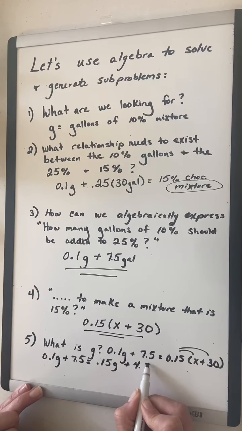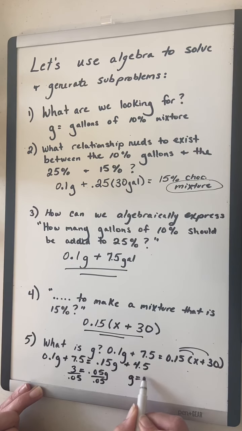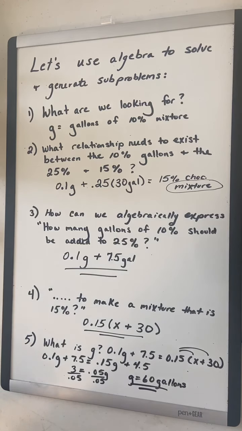We go ahead and take our variables to one side, our numbers to the other side. So I end up getting 3 equals 0.05 G. When I divide off, I get that I need to add 60 gallons of the 10% mixture to that 30 gallons of the 25% mixture so that I could get overall a 15% chocolate mixture. And that is how we could use algebra to solve a mixture problem like this.